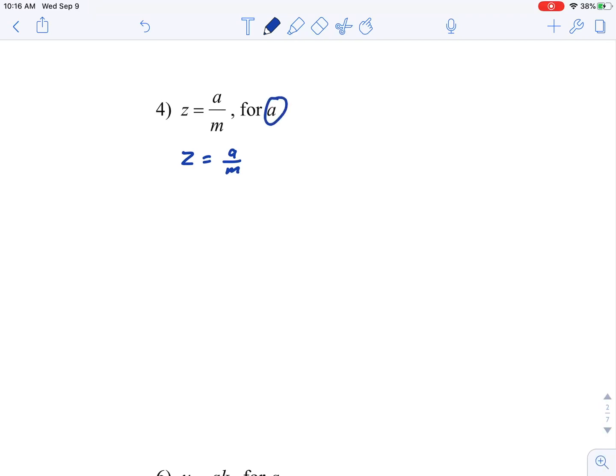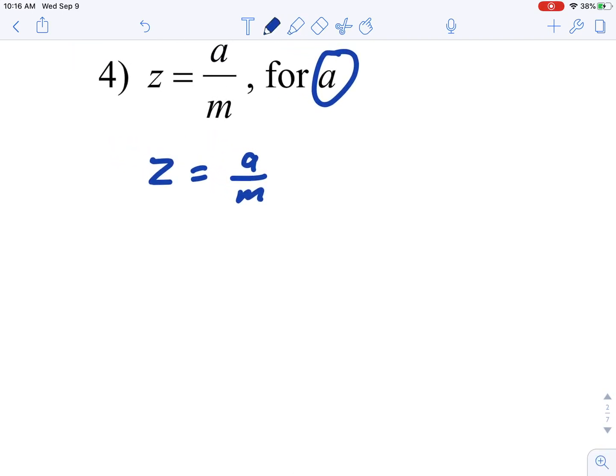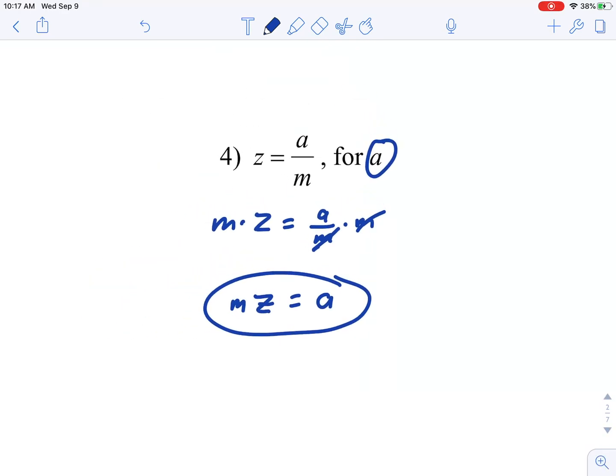We're supposed to solve for a. So we want this a to be isolated. Well, that's pretty easy. The a is being divided by m. So if you just multiply by m and do that on both sides, times m divided by m cancels out. You just get a. Over here you get m times z, which is mz. So that should be that.